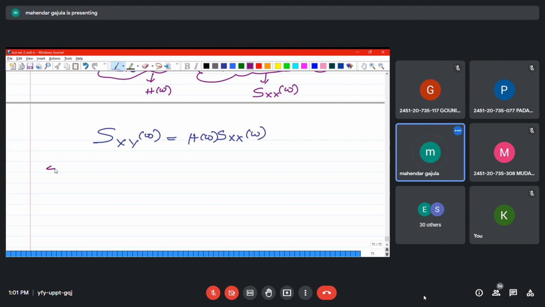And S_yx(ω) is also a cross power spectral density, but this time I have changed the order from xy to yx. This time you get H(−ω) S_xx(ω). This is homework for you. It is the same as the above proof.